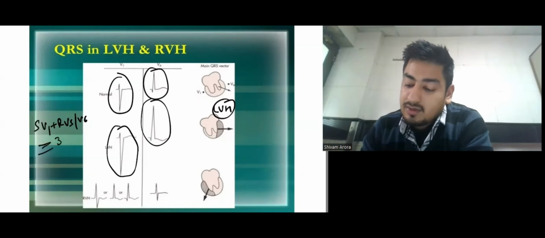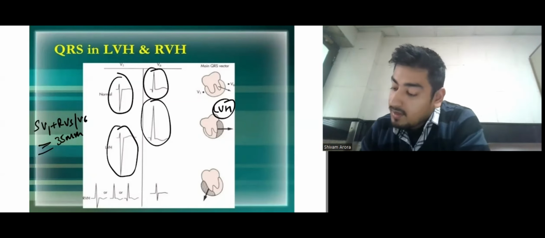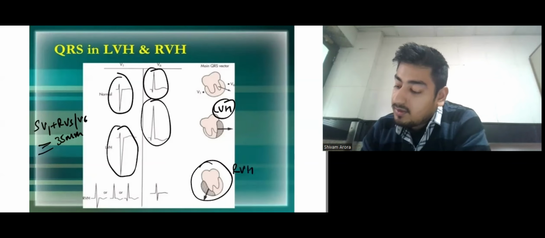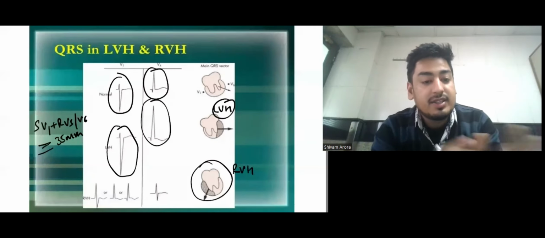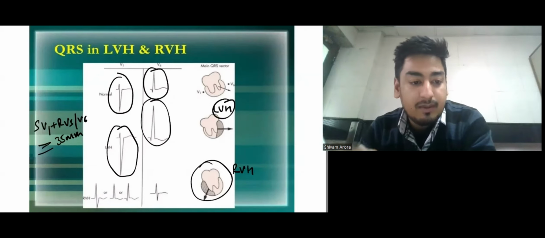If it is more than or equal to 35 mm or 35 small squares, then it is LVH. Okay. Similarly, in RVH, now the other chamber is thicker. That is normally always thinner. In RVH, we have a thicker RV.